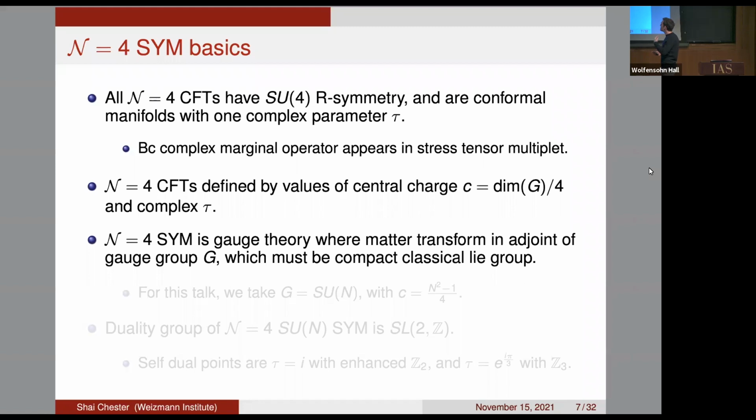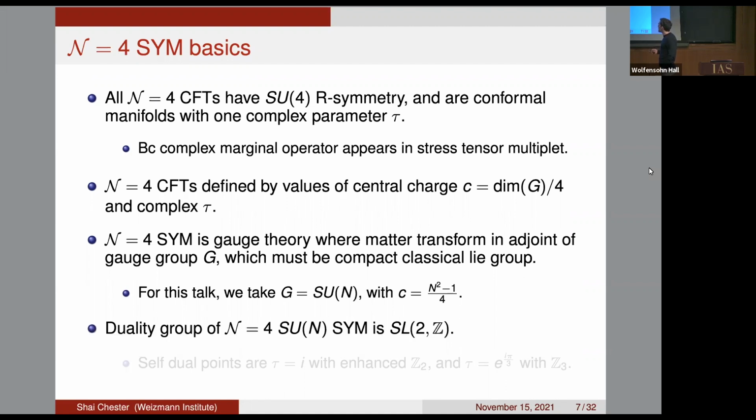Now, focusing specifically on N equals 4 super Yang-Mills, this is a specific N equals 4 CFT. It's a gauge theory where the matter transforms in the adjoint of the gauge group G, which must be a compact classical Lie group. For this talk, we're going to focus on G equals SU(N). This is just the simplest and most famous case. Another aspect of the SU(N) N equals 4 super Yang-Mills theory is that this conformal manifold has a duality group, which is SL(2,Z). That means in particular that you expect quantities to be modular invariant.